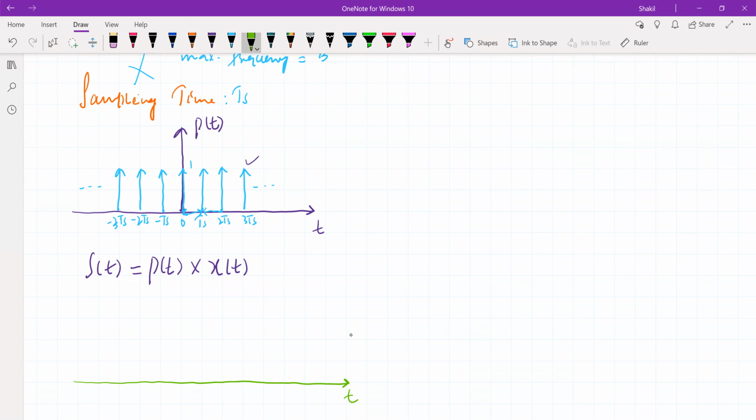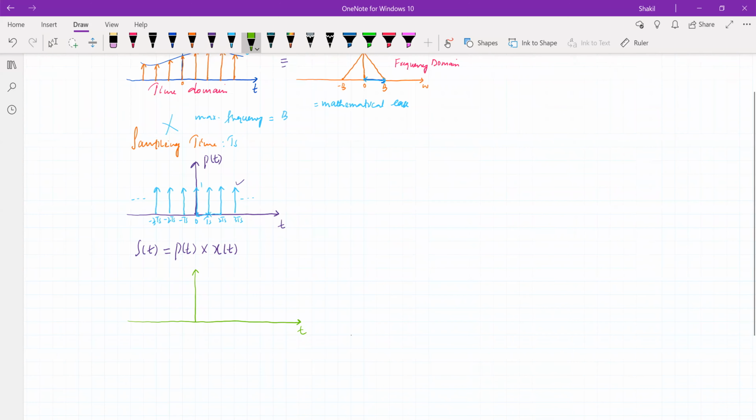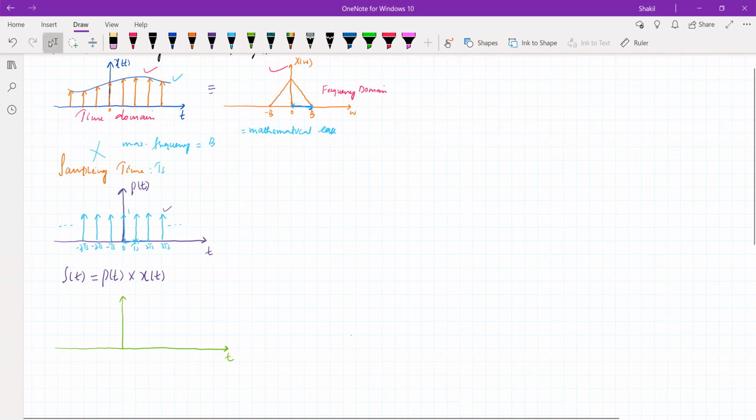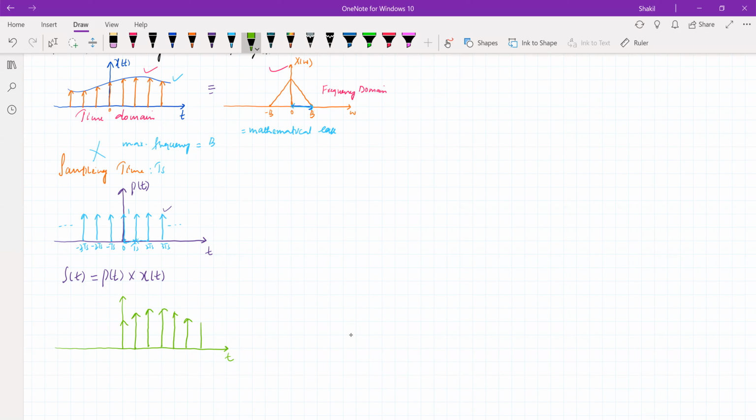So t, this is x of t. Let me draw the values. I'm not drawing these values to scale. Please draw it yourself. I'm drawing rough values here. So these are the values, and so on, and these are the samples of this.